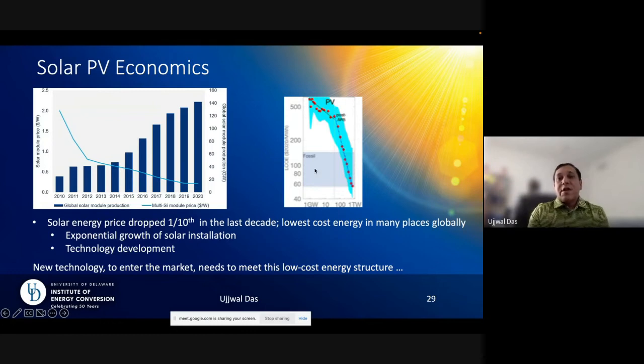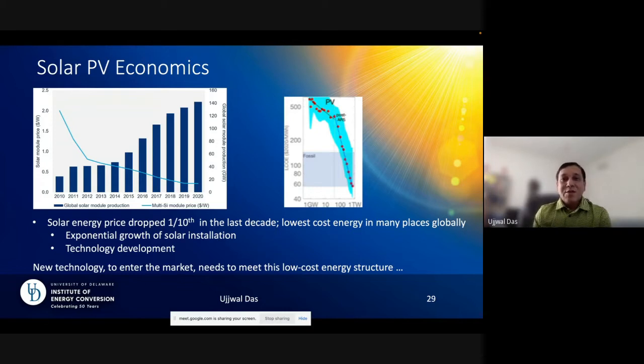In the right plot, I'm showing the PV installation over the last 10 years or so, and you can see an exponential drop in cost as we increase the PV installation. This low cost is primarily due to two things. One is the exponential growth of solar installation, which is still continuing, and the other is technology development.